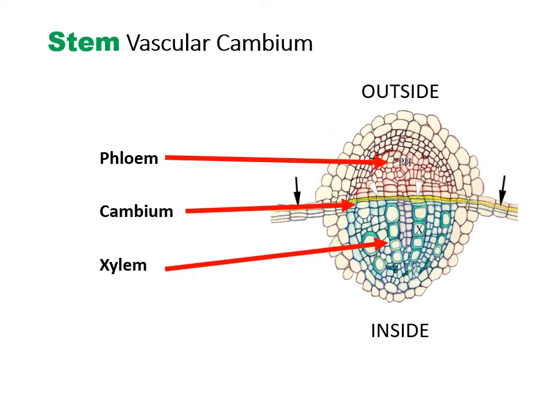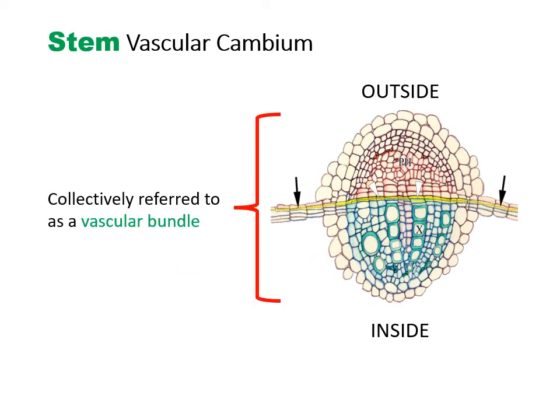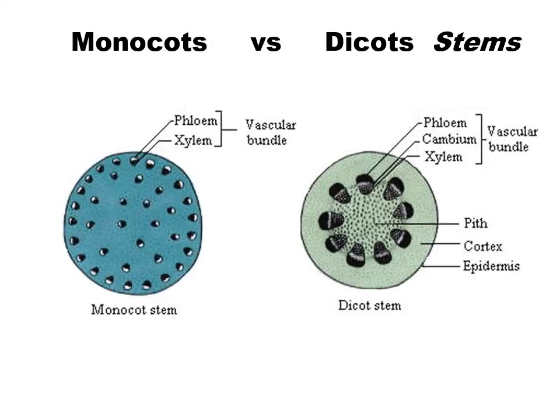So again, phloem is always oriented to the outside, and xylem is always oriented to the inside. This will make a lot of sense when we talk about wood. That will help you remember this. But not all plants produce wood, so we need to remember the concept. So collectively, it is a vascular bundle.